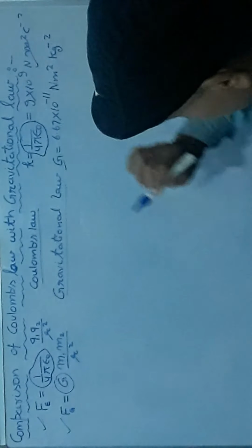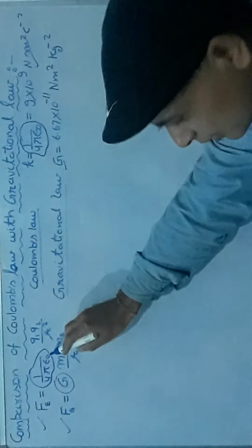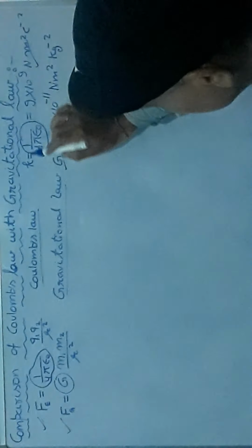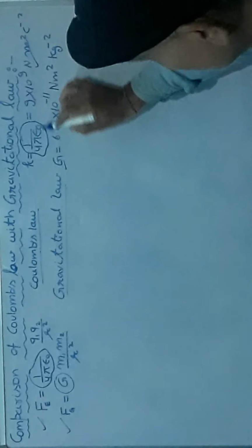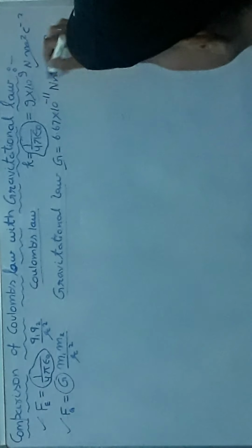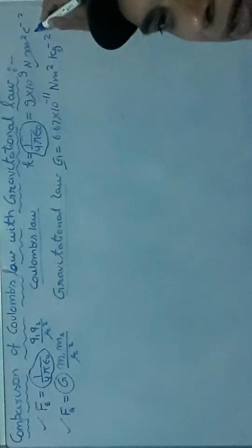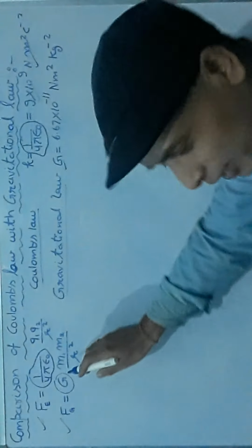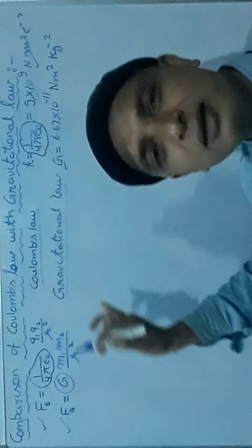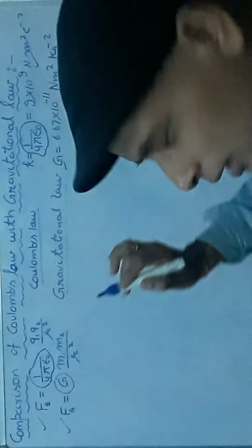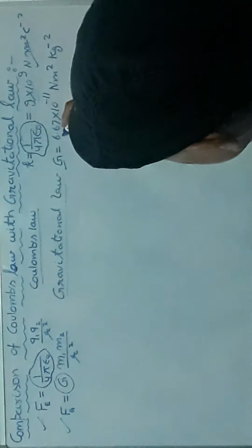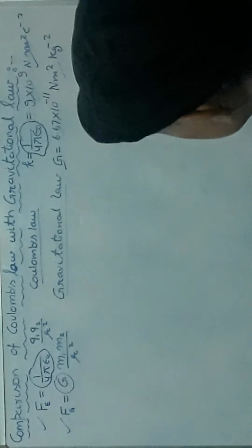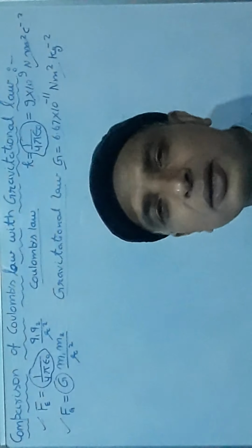Okay, here 1 upon 4 pi epsilon naught is the proportionality constant, and this proportionality constant k is equal to 1 upon 4 pi epsilon naught. Its numerical value is 9 into 10 to the power 9 Newton meter square Coulomb to the power minus 2. Similarly, what is G here? G is the universal gravitational constant, and its value is 6.67 into 10 to the power minus 11 Newton meter square kilogram to the power minus 2.